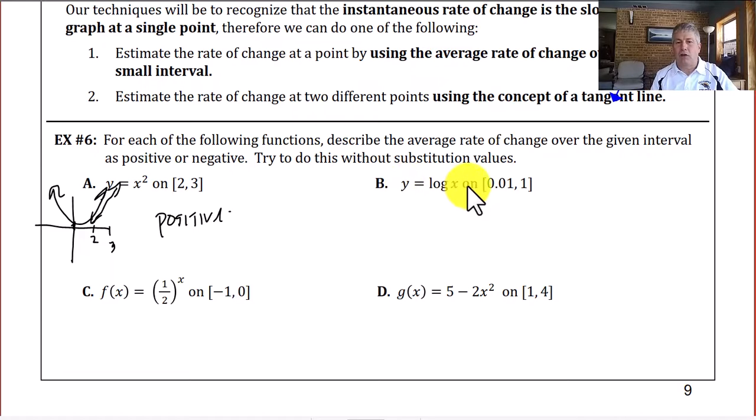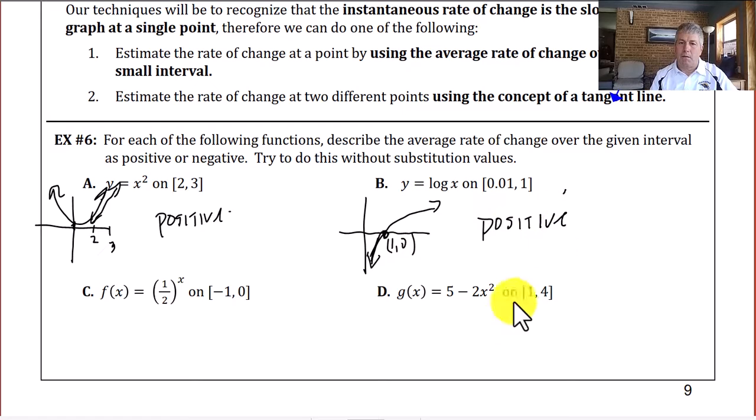Our logarithmic function, log of x. If you know your logarithmic functions, which we may or may not have studied yet, that's going to go through that point of 1, 0. And we want to know what's happening between 0.01 and 1. So that's in here. Well, our tangent line, it looks like that also will be positive.